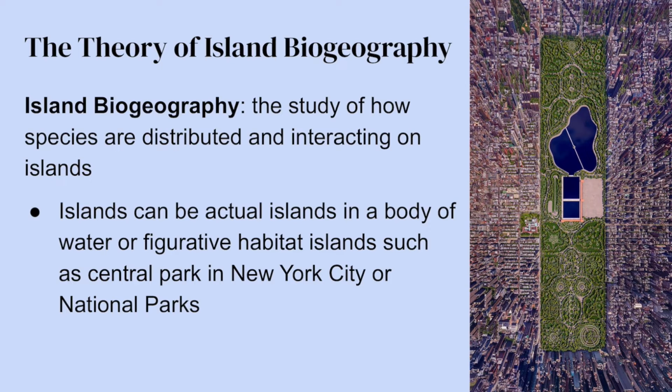And the islands that we're focused on can be actual islands that are in a body of water or in the ocean, or they can be figurative habitat islands. Figurative habitat islands are things like Central Park, things like national parks that are natural areas that are separated from other natural areas. In Central Park, we have this really great greenery. Around it is a lot of city and not as much park. So that is a figurative habitat island.